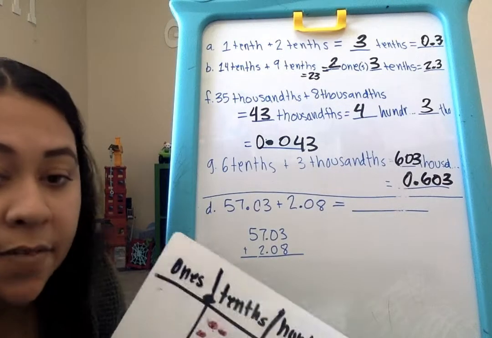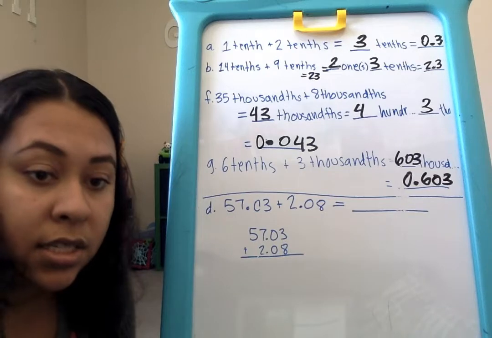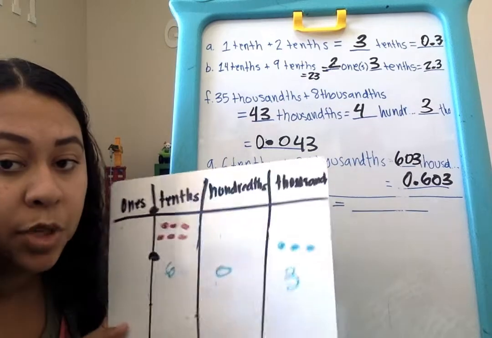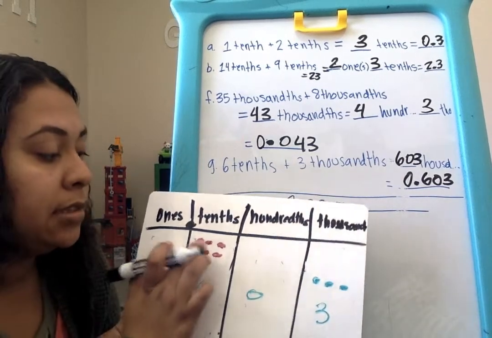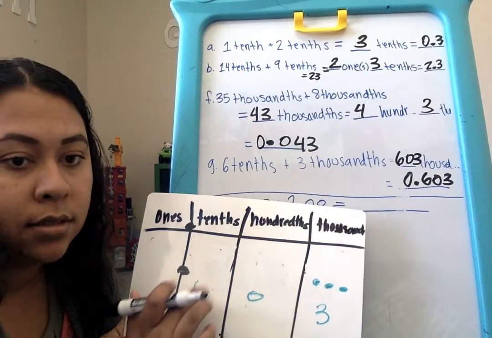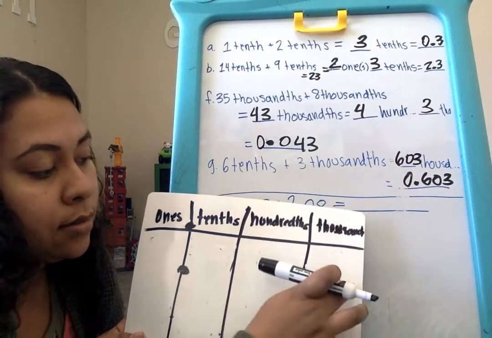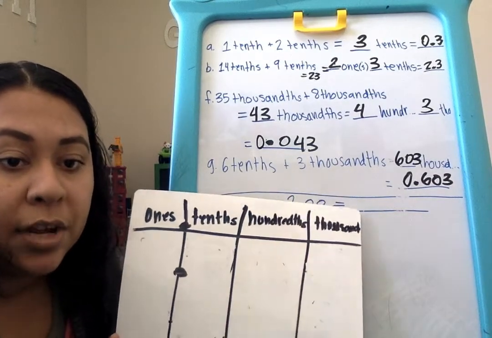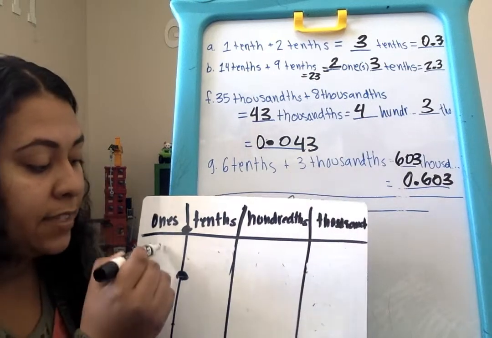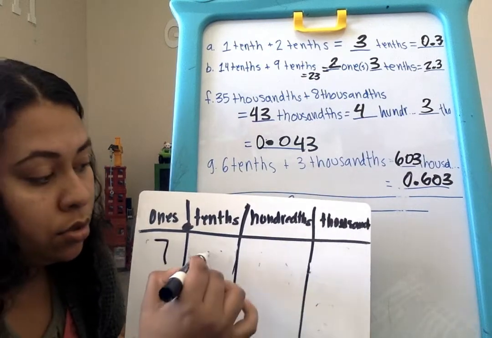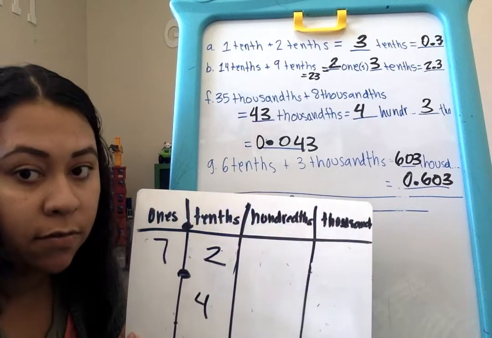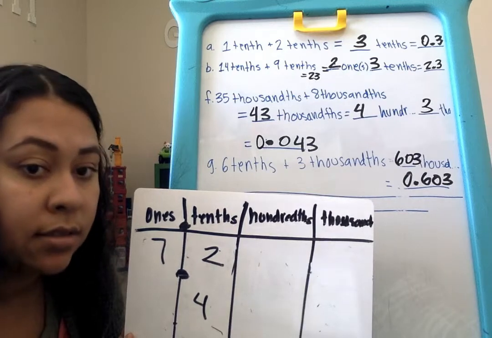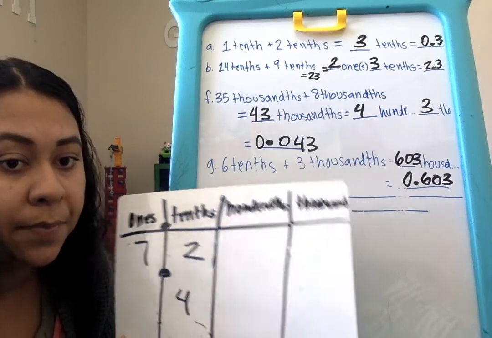Okay, so then you have H, 7 ones, 2 tenths, plus 4 tenths. So draw that in your place value chart. 7 ones, 2 tenths, plus 4 tenths. So that would equal how many total tenths? So if you have 7 ones, 2 tenths, and then you're going to add 4 tenths to it, that would be a total of 70 something tenths, and then write that as a decimal, your total, okay?